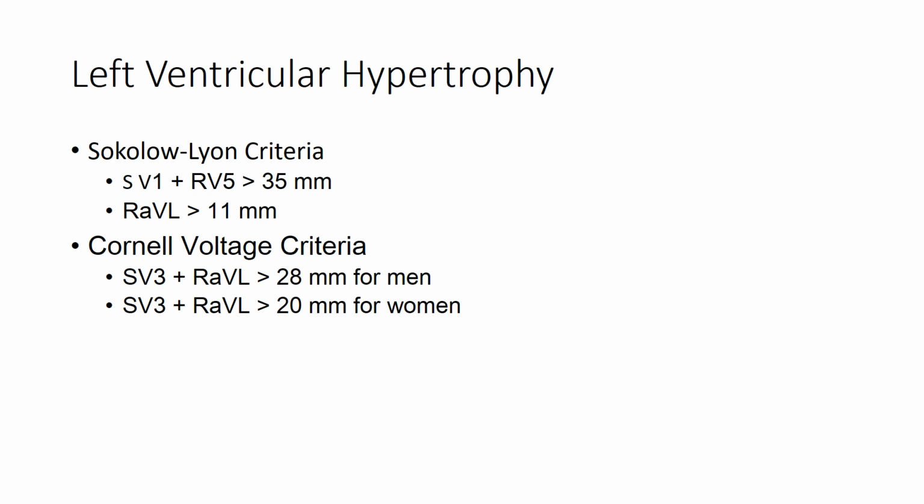Cornell voltage criteria have also been proposed for diagnosing left ventricular hypertrophy, and these combine the amplitude of S wave in V3 and the amplitude of R wave in lead AVL. And if the sum is more than 28 mm in men or more than 20 mm in women, then it is termed as left ventricular hypertrophy.